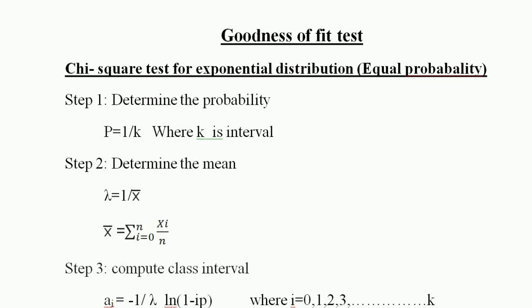Now let us see the procedure for chi-square test for exponential distribution. The first step is to determine the probability where p equal to 1 divided by k, where k is the interval. So interval is nothing but how many class intervals it is divided into, so that we are going to count it as the number of intervals. In step 2, determine the mean lambda equal to 1 divided by x bar. We have a formula for x bar equal to summation of xi, i equal to 0 to n, divided by n. It's nothing but we have to add all the random numbers given, that is xi, and n is the total number of random numbers given in the question. This is about step 2.